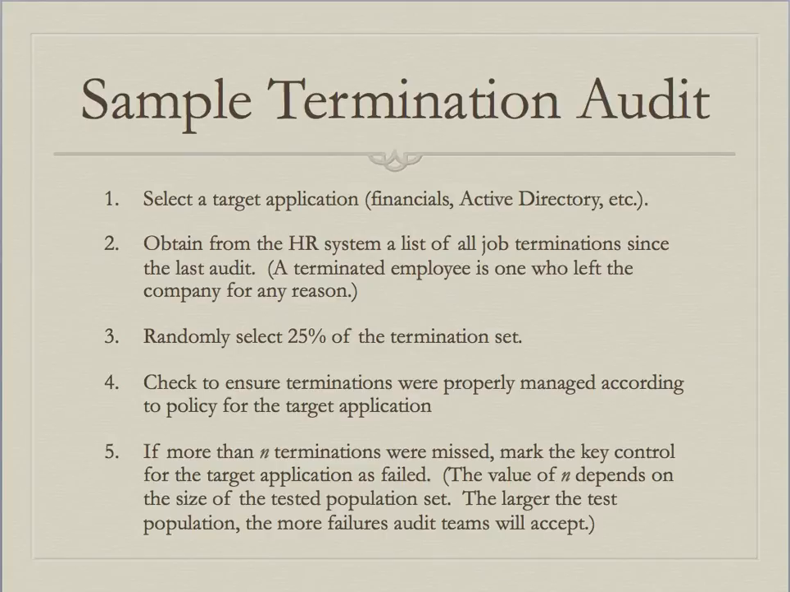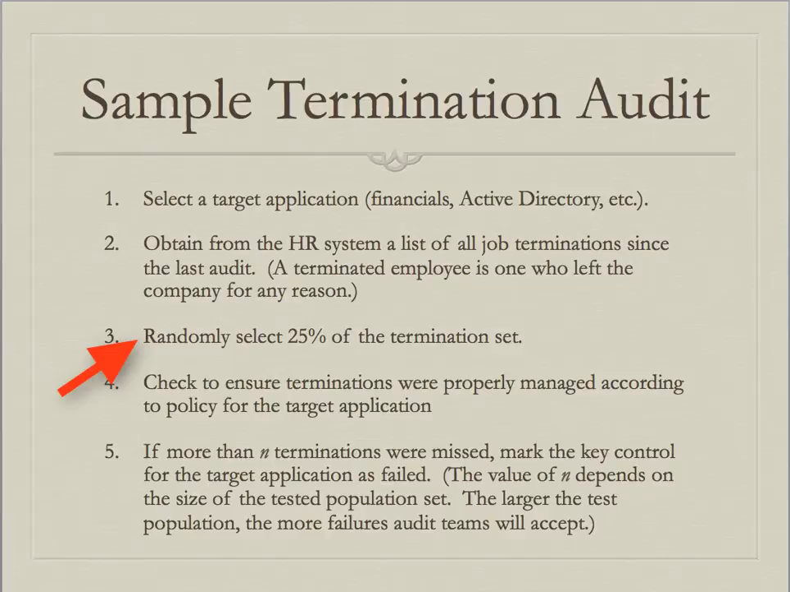So the auditors select a target application, or maybe they're going to go across all applications for terminations, which is quite common. So in this particular example, let's ignore number one and say that they're going to go across all applications. So they go to the authoritative source for job status, which is a human resources system, and they pull all job terminations since the last audit. Now, a terminated employee is not just one who was fired. It is any employee who has left the company for any reason.